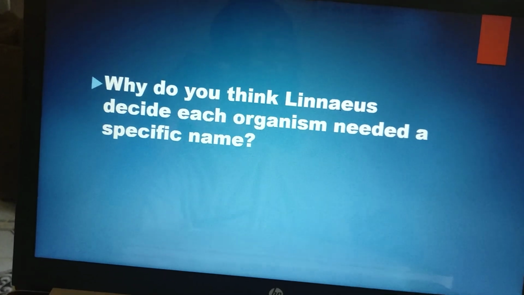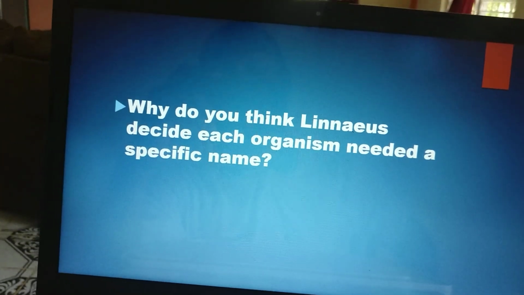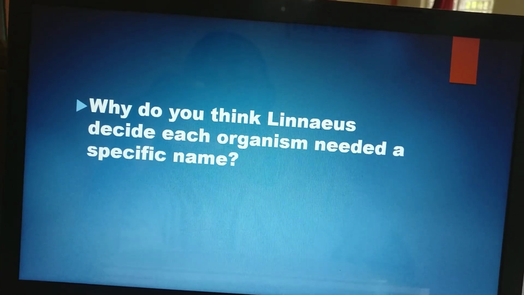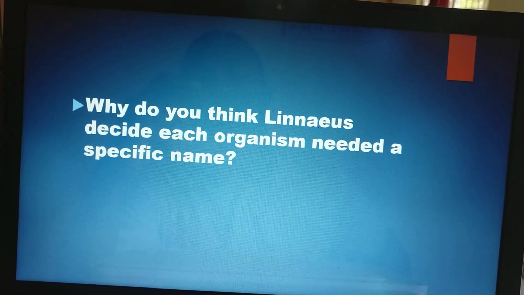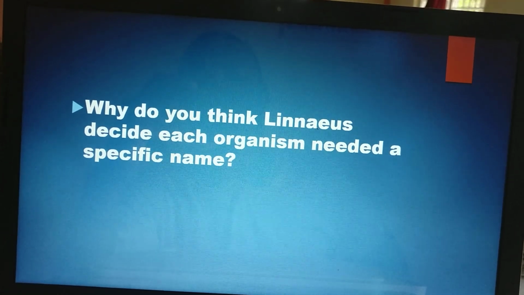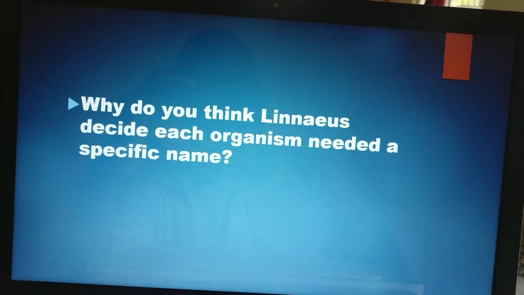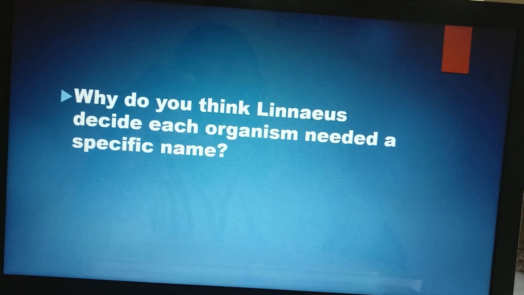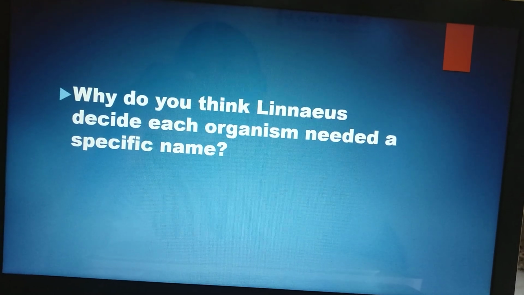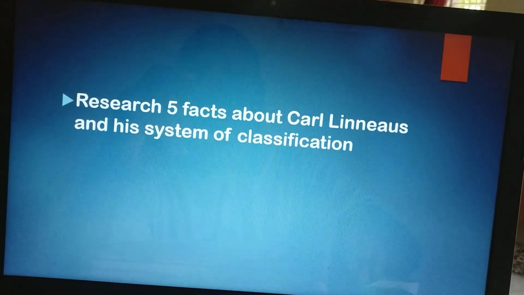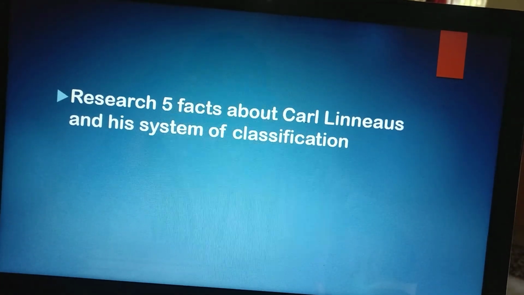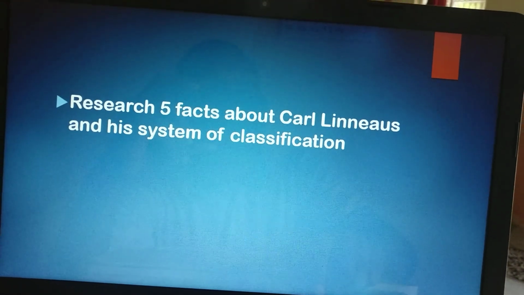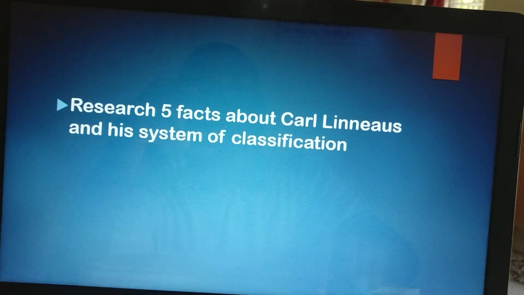Now that you've been given all the information, and you can actually go back and look at it once more, I want you to answer these questions that follow right now. The first question is, why do you think Linnaeus decided each organism needed a specific name? Let me read that again. Why do you think Linnaeus decided each organism needed a specific name? And the second one is to research 5 facts about Carl Linnaeus and his system of classification. When you're finished with that, I would like you to send these to me via image on my WhatsApp personal number.